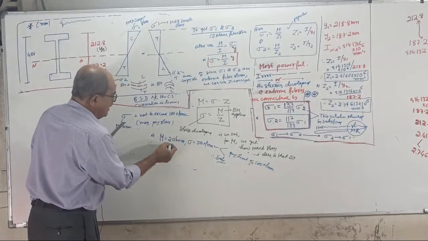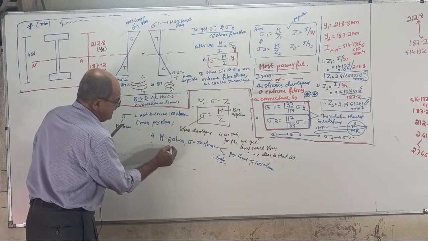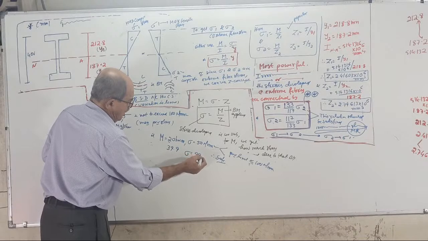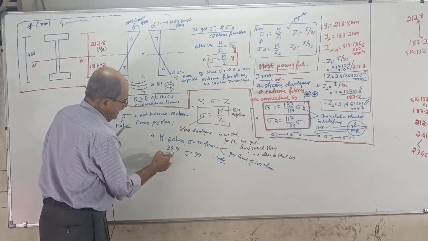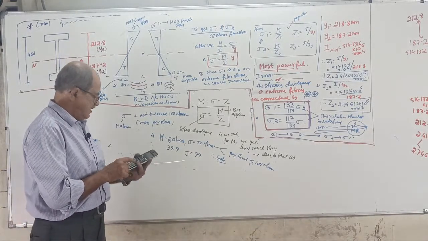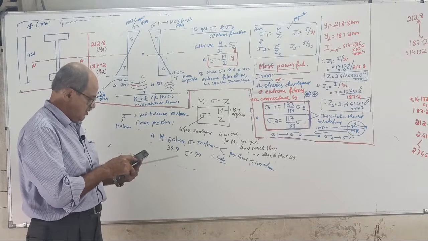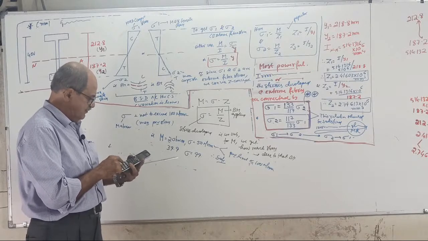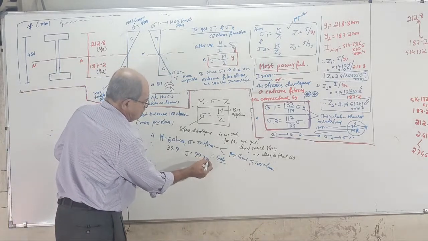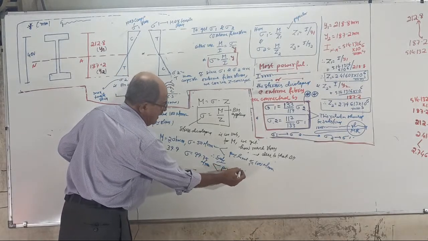Suppose I make the bending moment 39.9. The stress is, by linear proportion, 50 by 20 into 39.9, that is 39.9 into 2.5, which is 99.75 Newton per mm square. Still it is less than the permissible limit of 100.